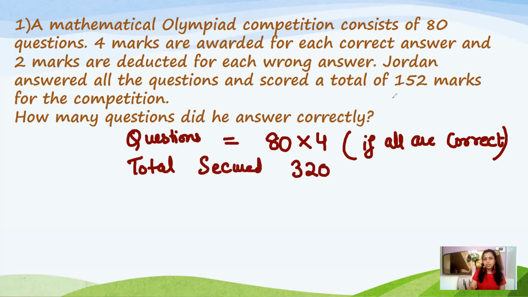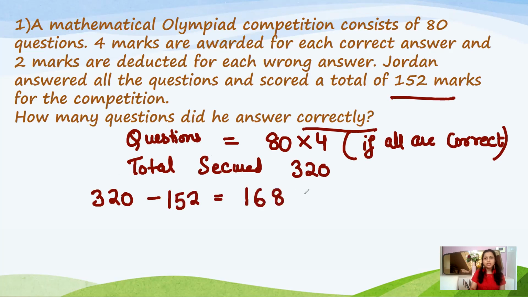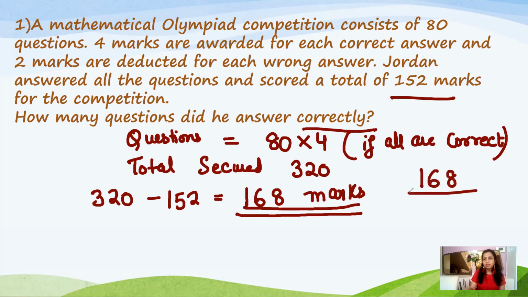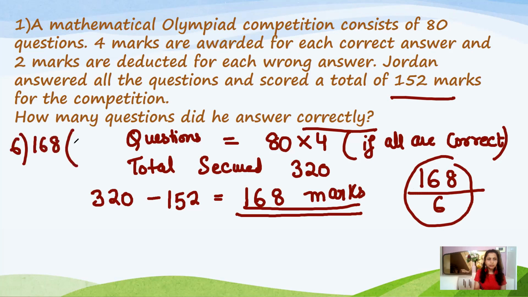But now in the question, how much is given? 152. And we have to find how many are correct. So 320 minus 152 gives you 168 marks. That means the person has lost this many marks. When you divide by the loss per wrong question, you find how many questions were wrong. So 28. That means 28 wrong questions.